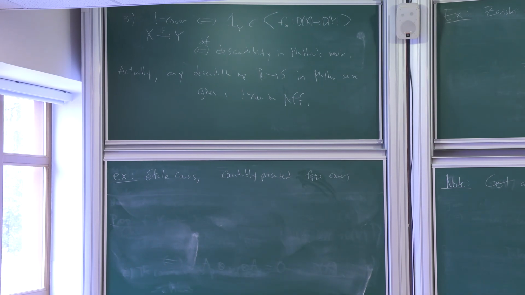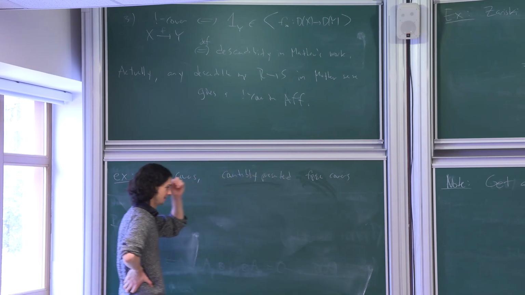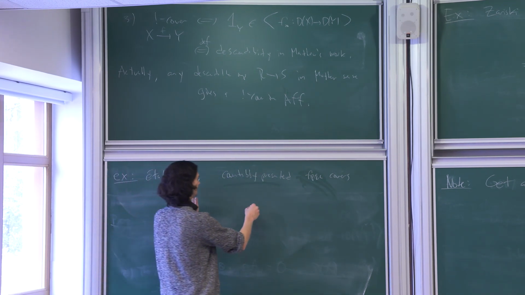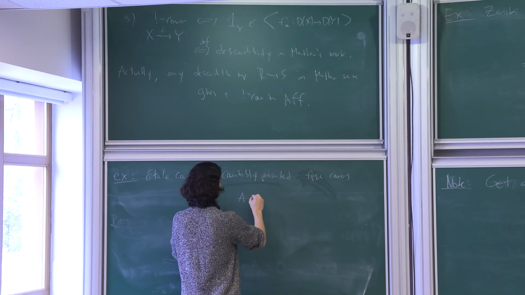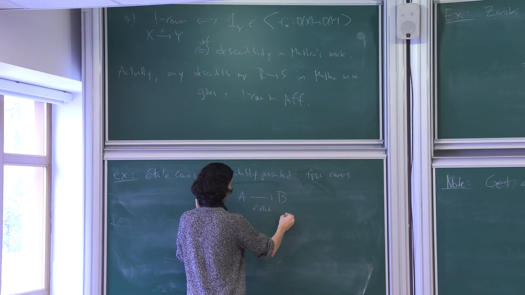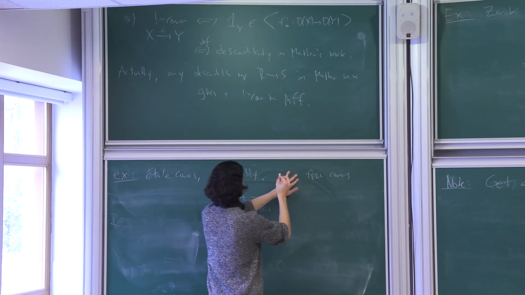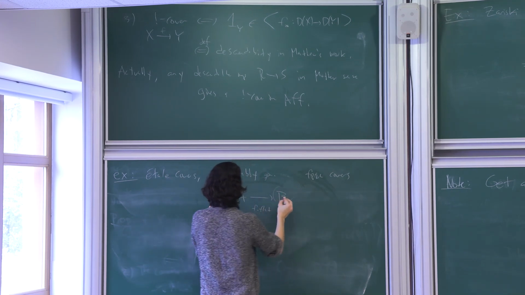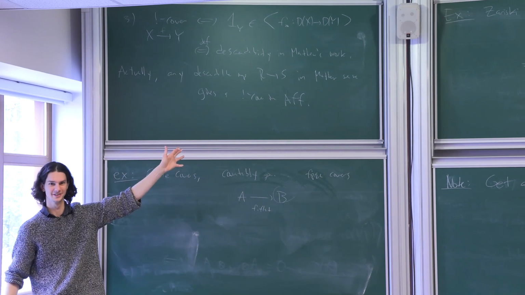So this is kind of funny. We apparently, probably for real, need this countably presented hypothesis. Countably, that means that you have a map from A to B, which is faithfully flat, but also B is presented as an A algebra, or maybe even just countably generated is enough. So B has a presentation as an A algebra by countably many generators.